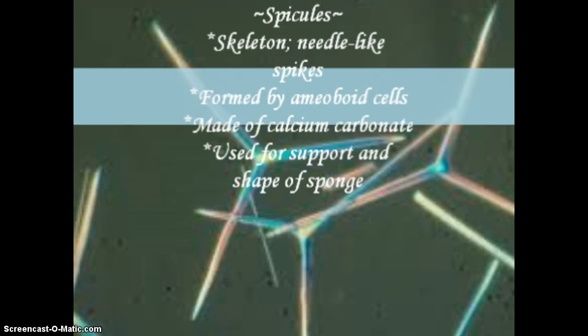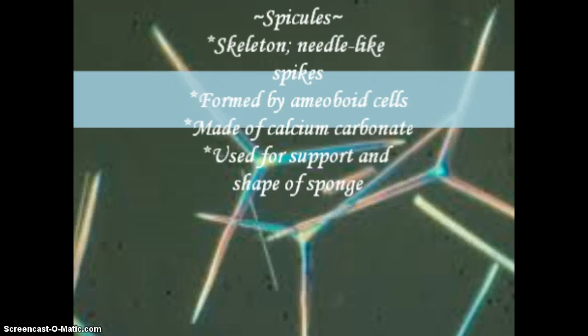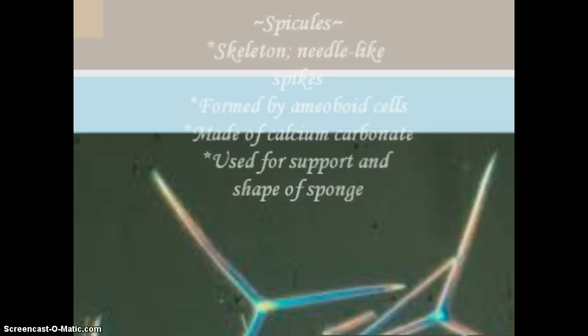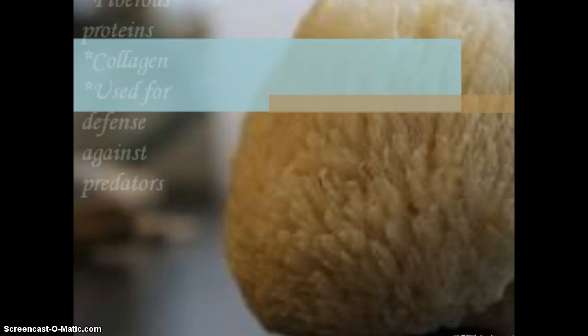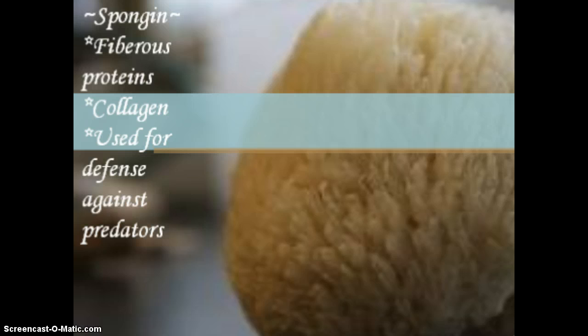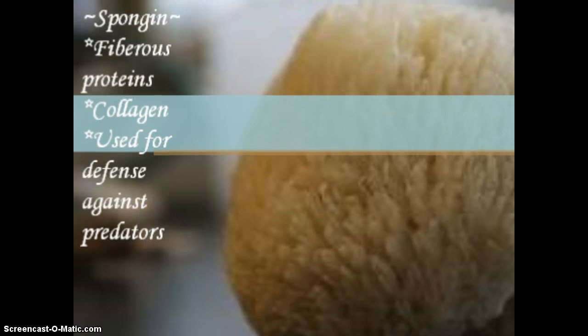These are known as the spicules. They are the skeleton of the sponge. They have needle-like spikes. They are formed by amoeboid cells made of calcium carbonate, and they're used for support in the shape of the sponge. And last, this is the spongin. They are the fibrous proteins. They have collagen, and they're used for defense against predators.